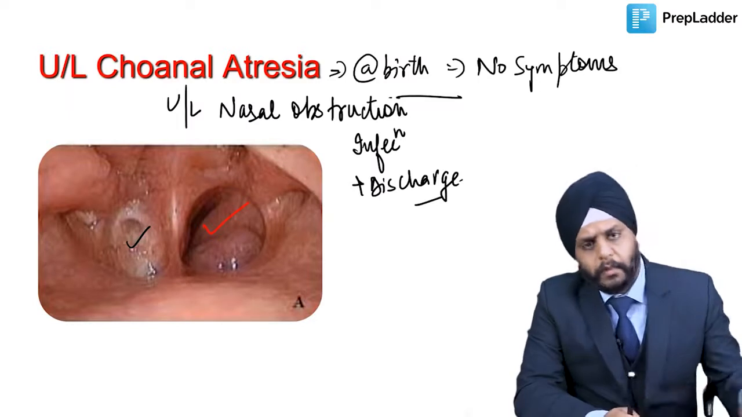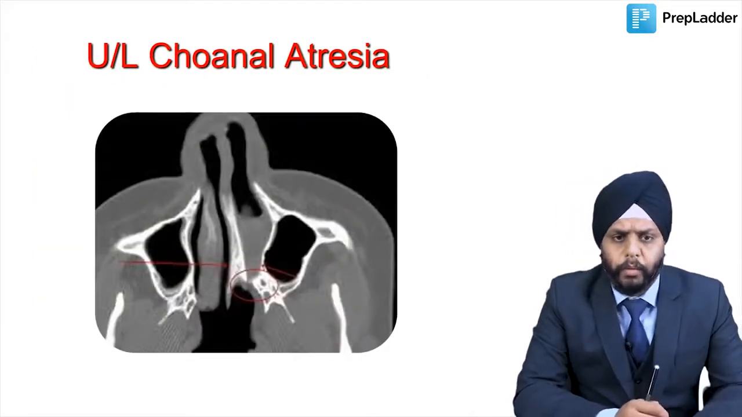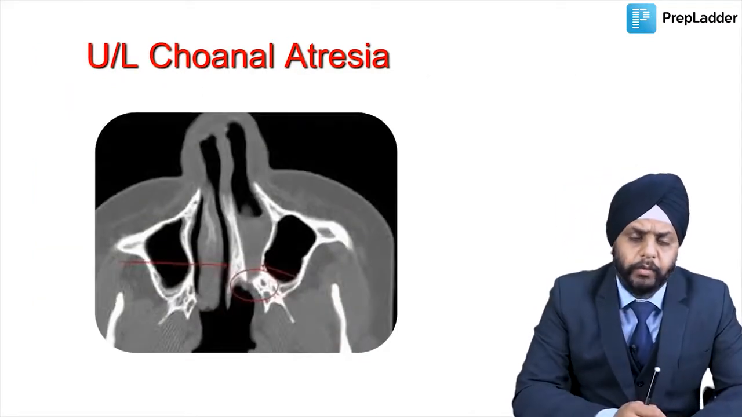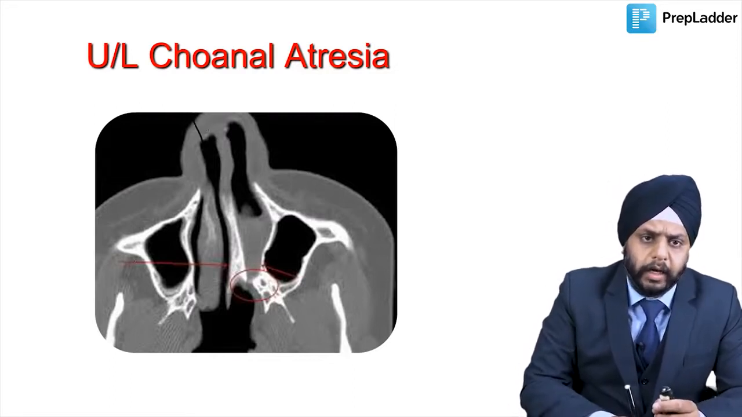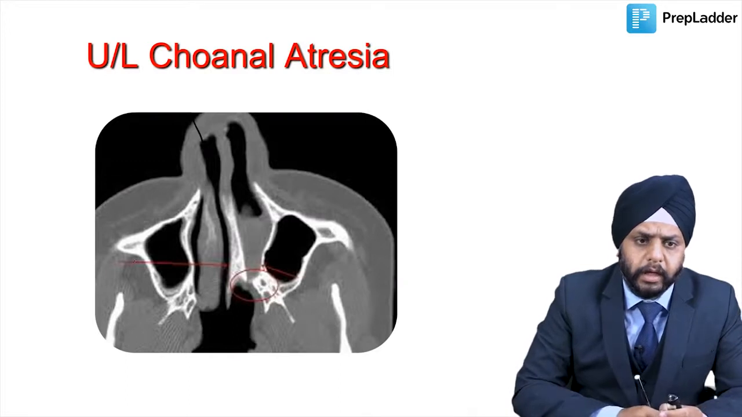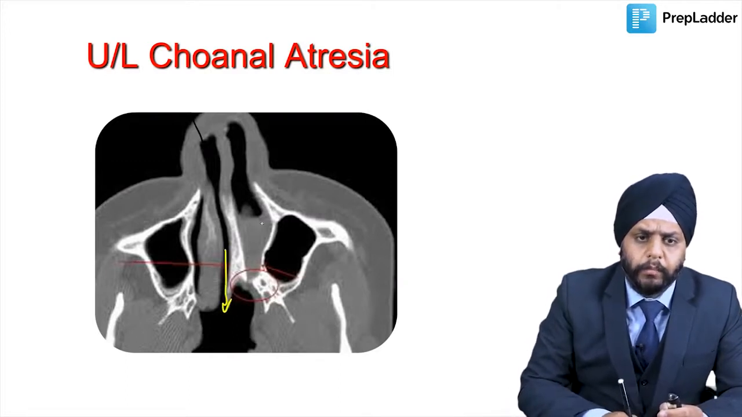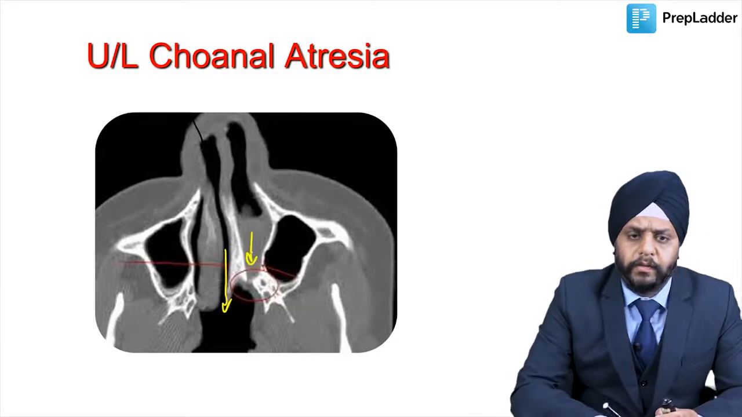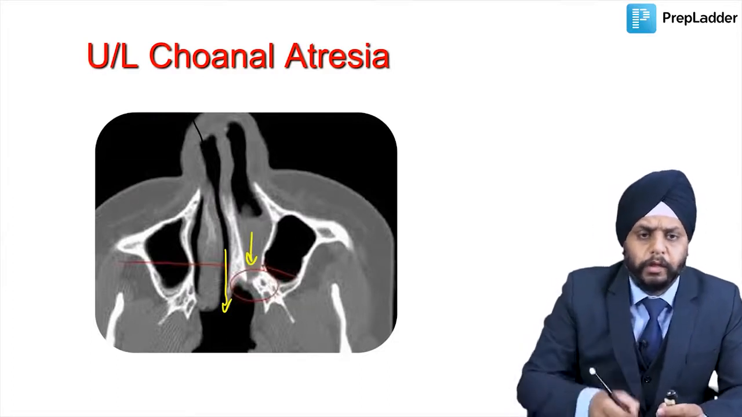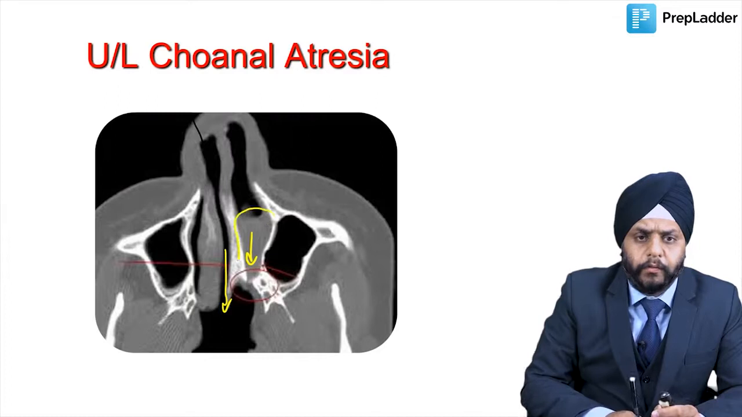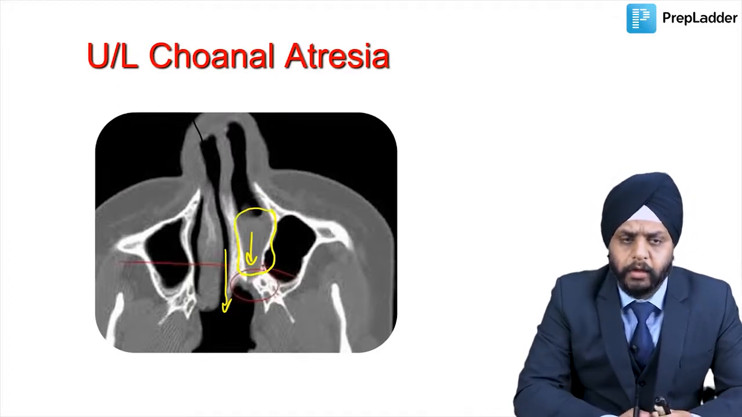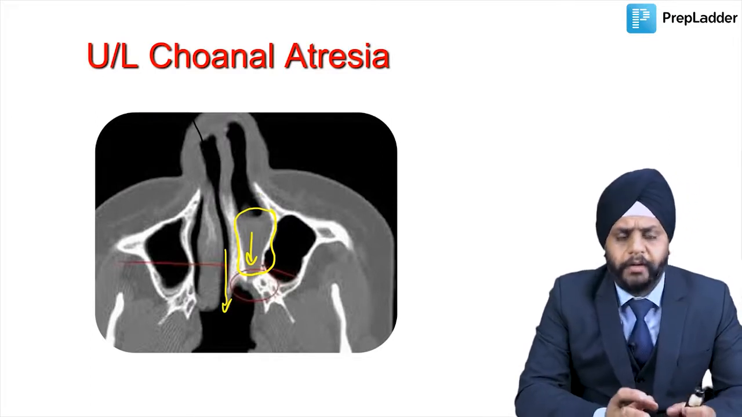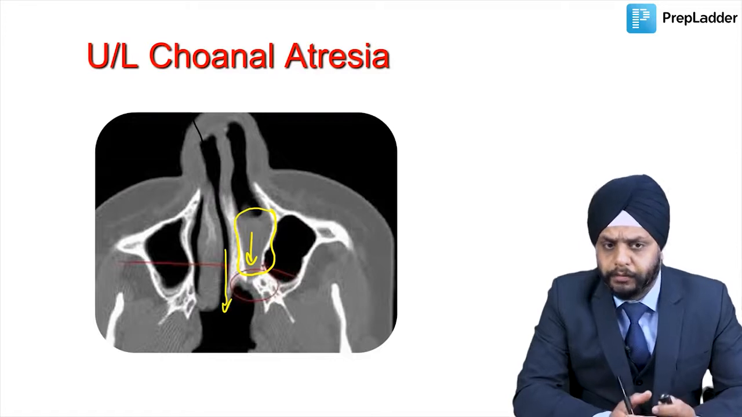And you can see over here, this is the CT scan of a unilateral choanal atresia. You can see that on the right side, the nasal cavity is clear. There is no obstruction. But on the left side, we can see that there is a bony obstruction. Because of that, all this soft tissue and the secretions are collected inside the nasal cavity. So this is a case of unilateral choanal atresia. Not a very serious condition, as we have seen.